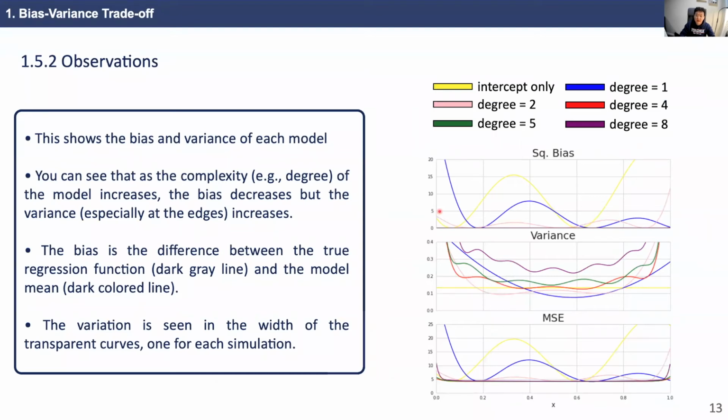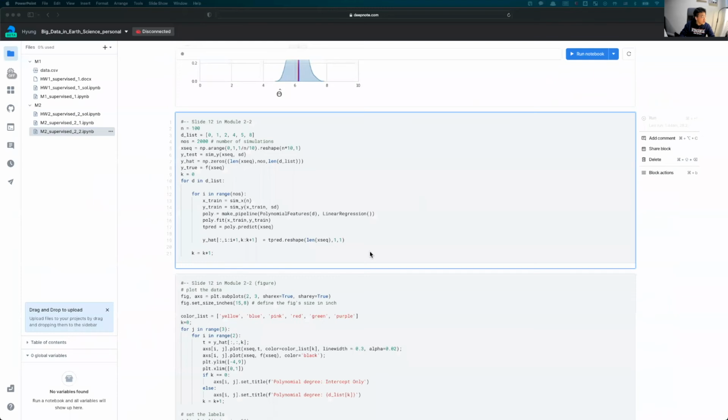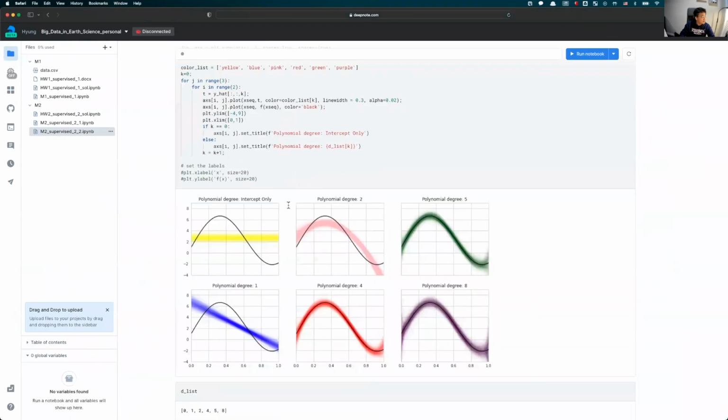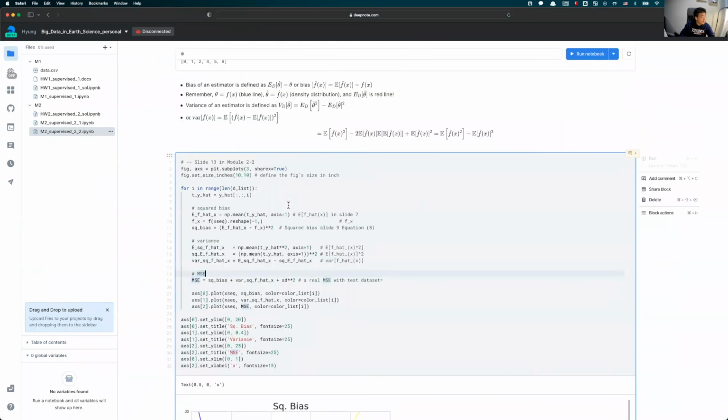Notice that model variance and model bias vary over X. So this x-axis is X. Please check this code line here to understand what I have just said.